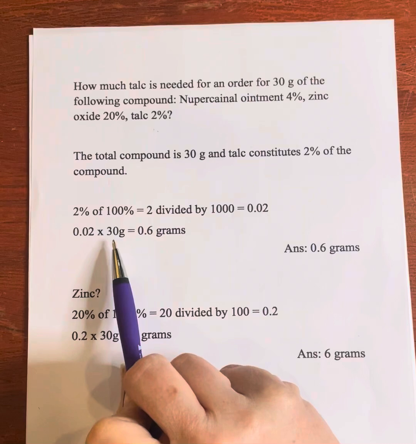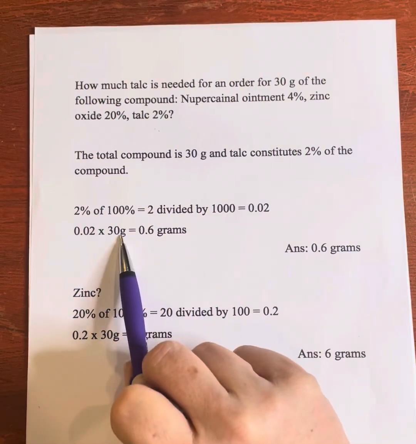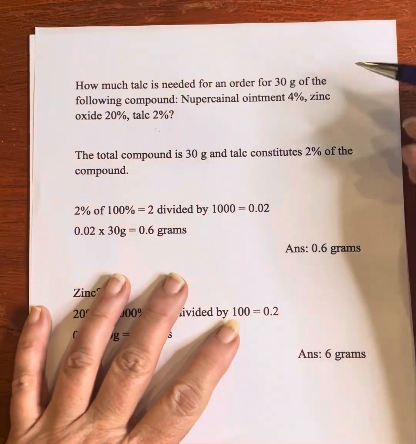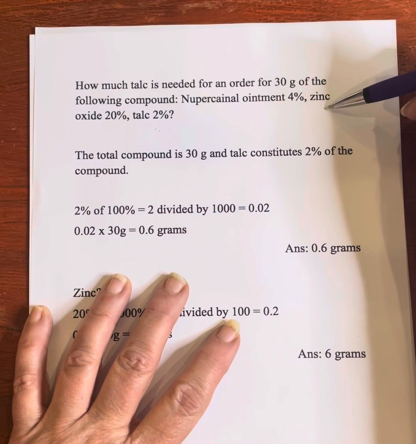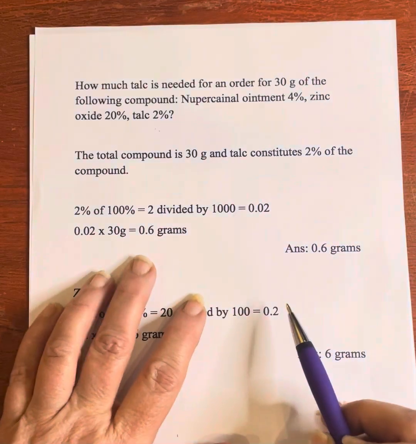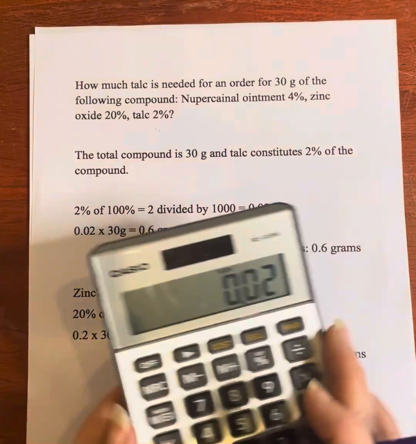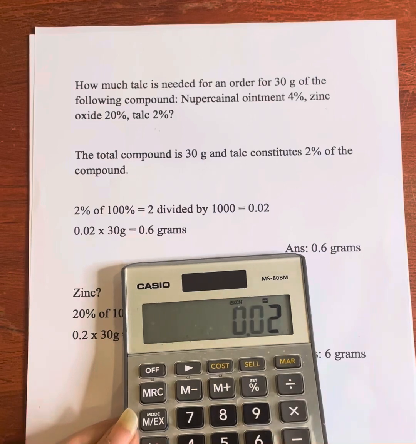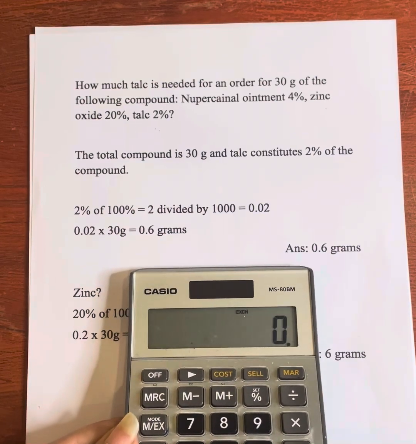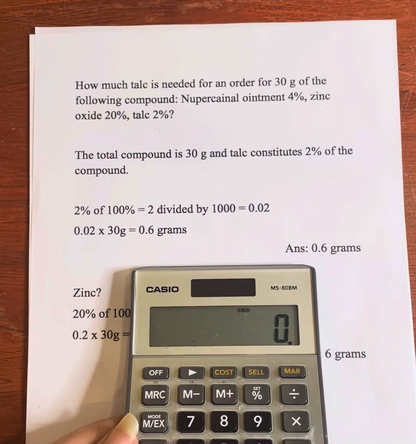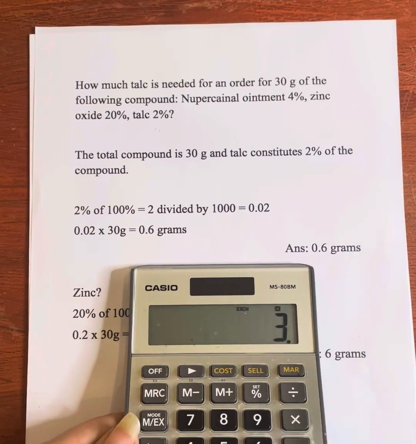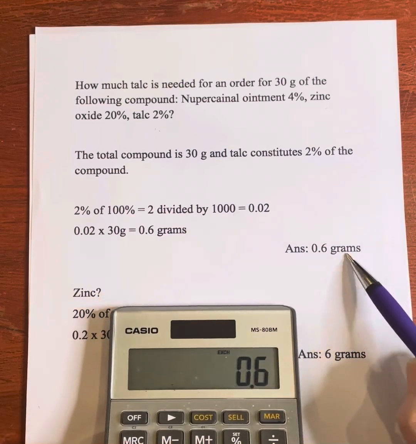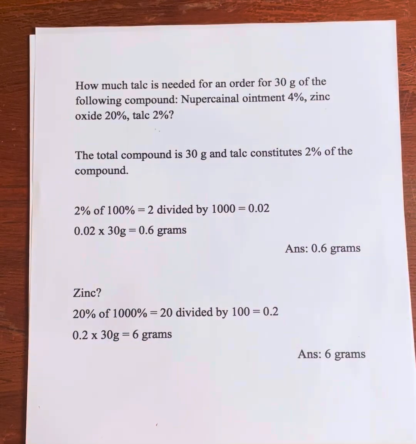So we take the 0.02 and multiply it times 30, because 30 grams is the total 100% that they want in this potion. Clear your calculators. 0.02 times 30 whole grams of compound, and 0.6 grams is going to come from talc.